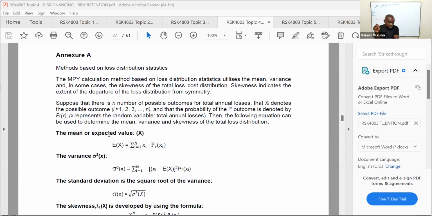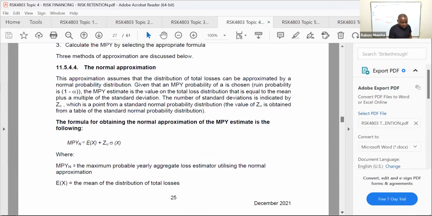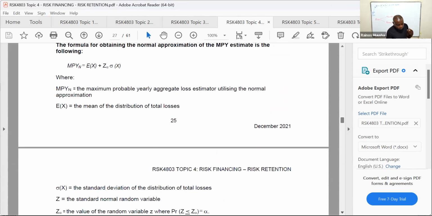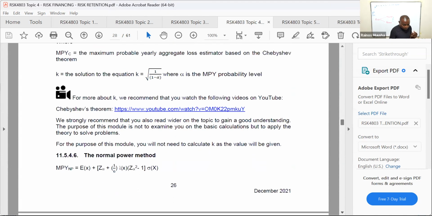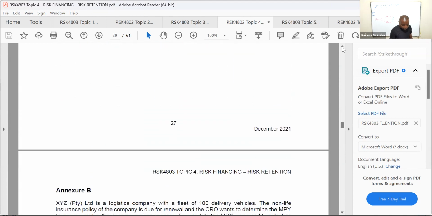Based on that, you will see that there is annexure A, which is a very important annexure, highly examinable. They say that to calculate the maximum probable yearly loss, you need to be able to calculate the expected value, and we'll see how to calculate it. We need to be able to calculate the standard deviation, and we'll see exactly how to do that. Then there are different models used to calculate the maximum probable yearly loss, but the most important one is what we refer to as the Chebyshev model, or the Chebyshev theorem.